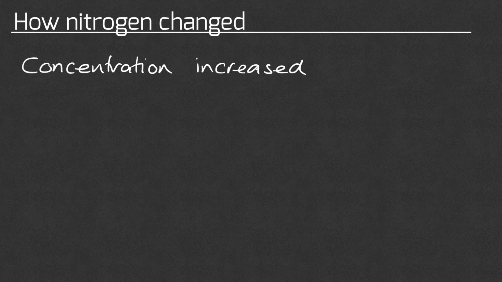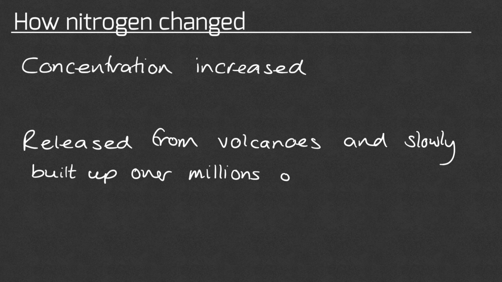We're now going to look at how the concentration of nitrogen increased. As well as the water vapour being released from the volcanoes, which eventually formed the oceans, volcanoes also were releasing nitrogen gas. Nitrogen gas is very unreactive, so over millions of years from being continually released by the volcanoes, it slowly accumulated in the atmosphere, and this is why the amount of nitrogen slowly increased.